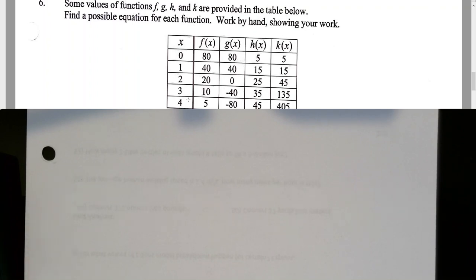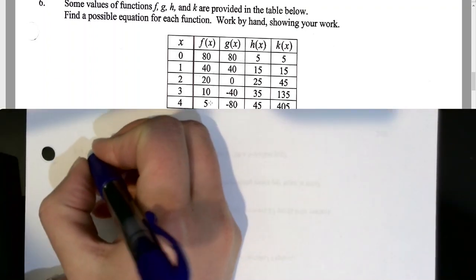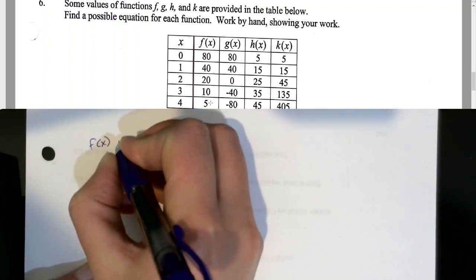So these are 4 separate data sets. They all have the same x values, but I have y values for f, g, h, and k functions here. If I look at the f data first, the y values 80, 40, 20, 10, and 5, I see that these values seem to be dropping by half. So half of 80 is 40, half of 40 is 20, half of 20 is 10, half of 10 is 5. So that is a multiplicative change. So I notice that the function f of x is going to be exponential.